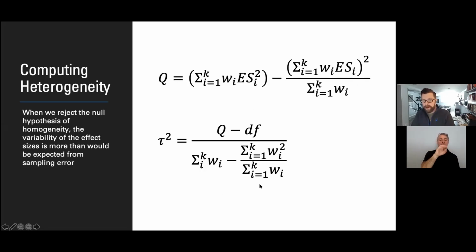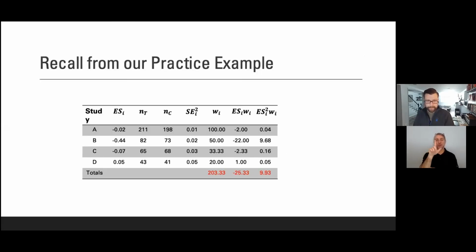Then we have our tau squared estimate, which can be derived from Q in this presentation. So if we have Q and our degrees of freedom, which are simply the number of studies or number of effect sizes in this case, minus 1, and we already have our weights and our squared weights, we can get our estimate of tau squared, which is the variance of the population effects. And I'll walk through an example of doing that too.